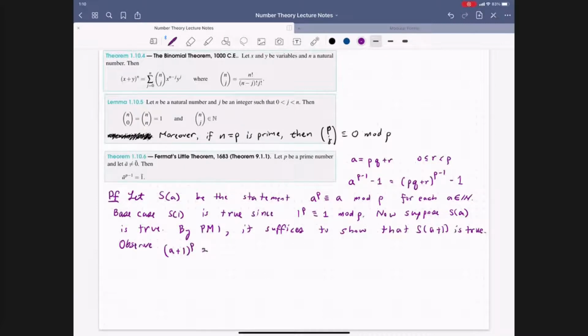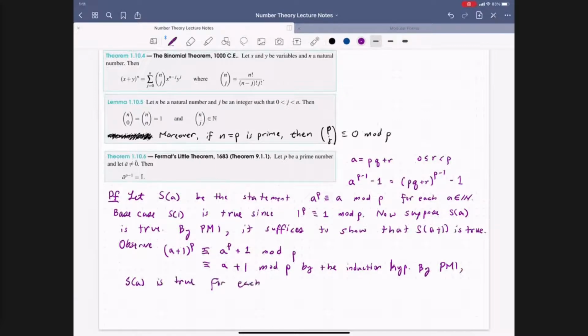But now, by the freshman's dream, this is going to be A to the P plus 1 to the P, which is just 1, so A to the P plus 1 mod P. But now we have that by the induction hypothesis, S(A) is true. So A to the P is congruent to A mod P. So this is A plus 1 mod P by the induction hypothesis. And so now that finishes the proof of this statement. So by PMI, S(A) is true for each natural number A.